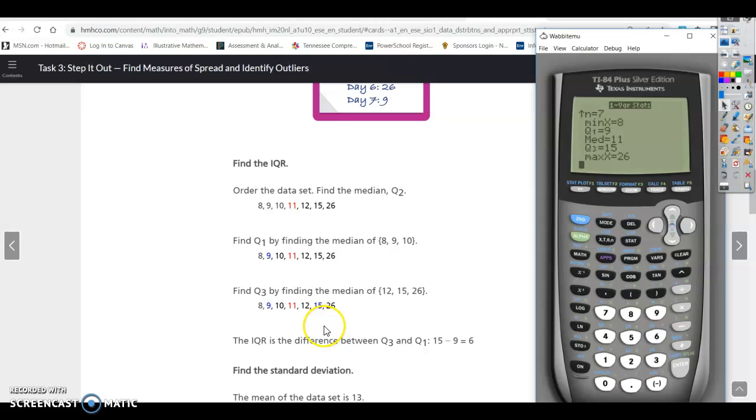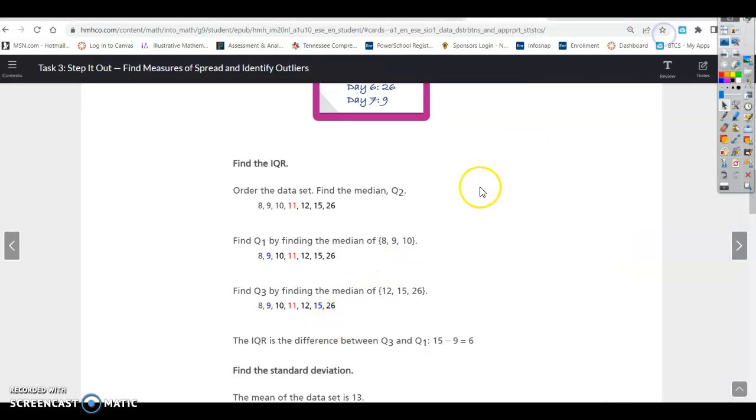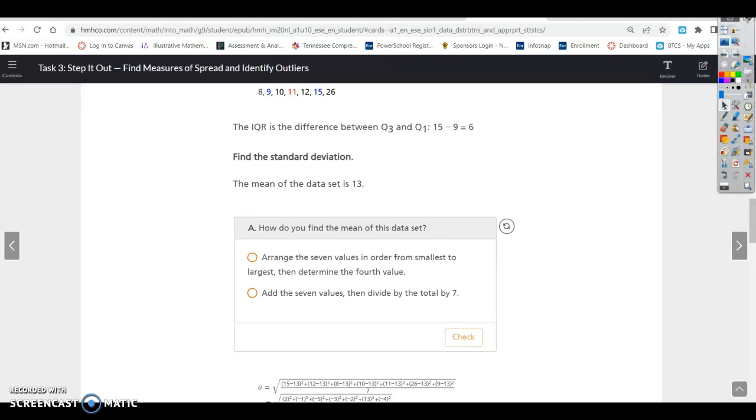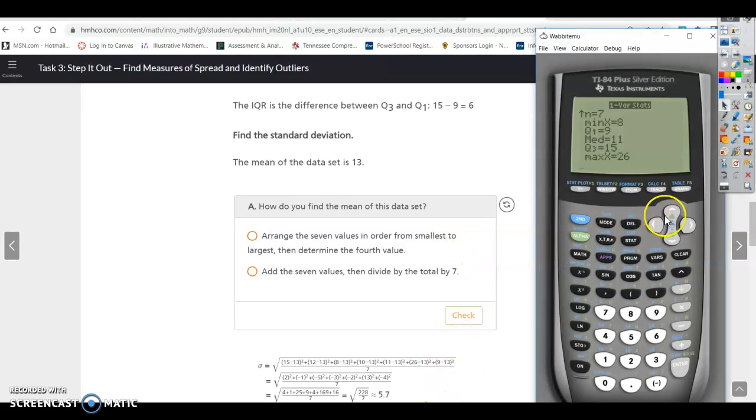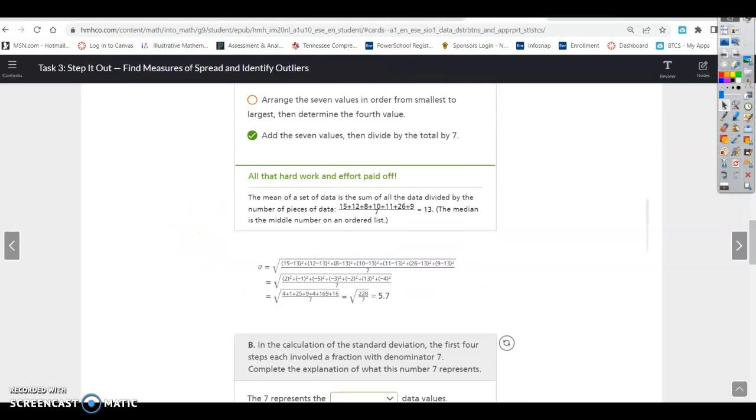All the information that we need can be quickly found using your calculator if you know how to enter the data. It says the mean of the data set is 13. Remember, the mean is given by x with a bar over it, so we also found 13 as the mean. How do you find the mean of this data? We used our calculator, but you also could add up the 7 numbers and divide by 7. That would also give you the mean.